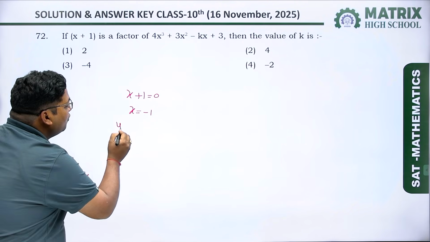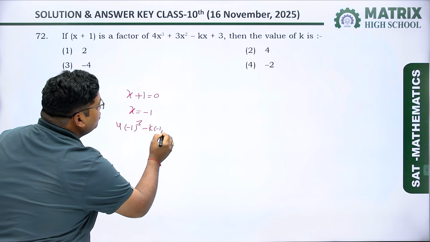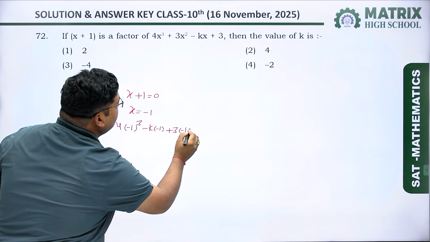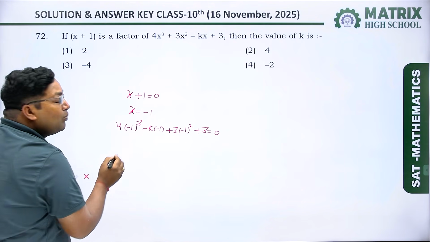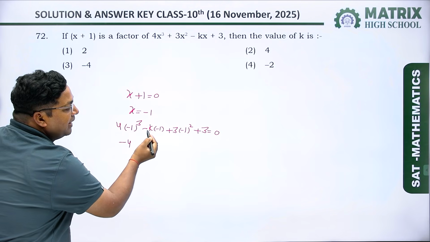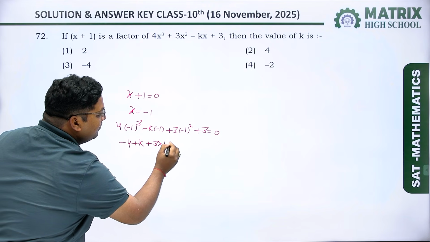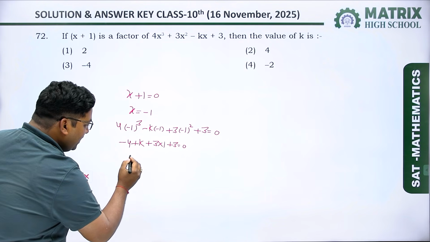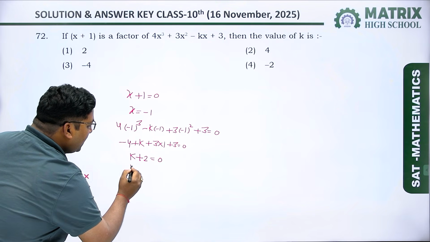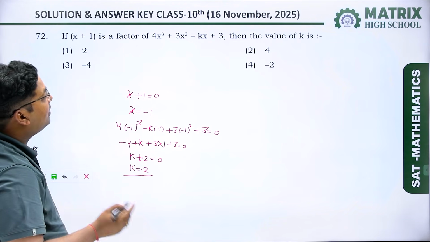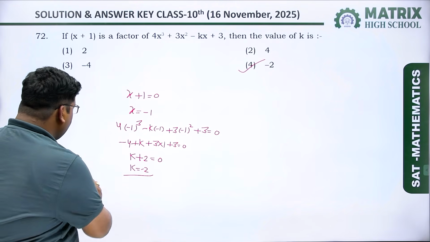So it is 4 into -1 whole cube minus k into -1 plus 3 into -1 square plus 3 is equal to 0. So 4 into -1 whole cube is -4, minus k into -1 is plus k, plus 3 into 1 plus 3 equal to 0. So it is now k plus 2 is equal to 0 and k equal to -2, which is our option number 4. So option number 4 is the right answer. Now coming to the next question.